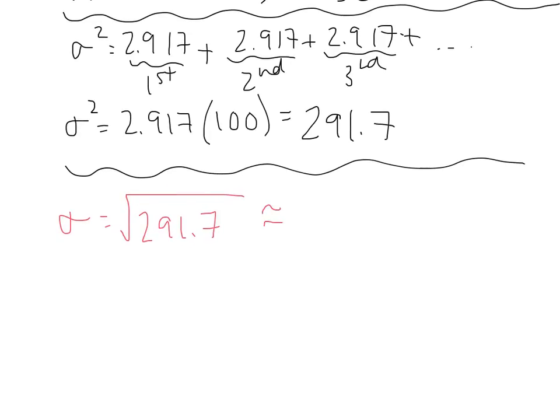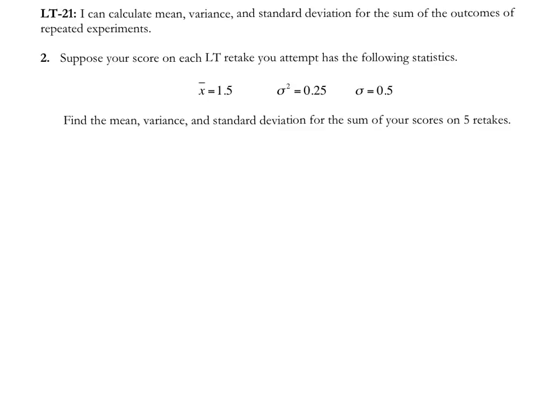So in this case, we're going to take the square root of 291.7, and you end up getting about 17.079. So that's the standard deviation for the sum of 100 number rolls. To apply this to another problem now.